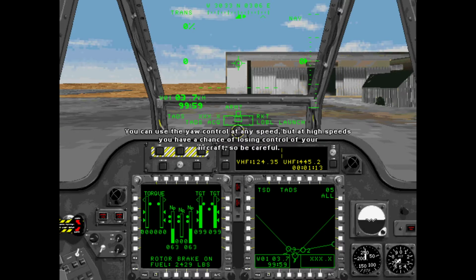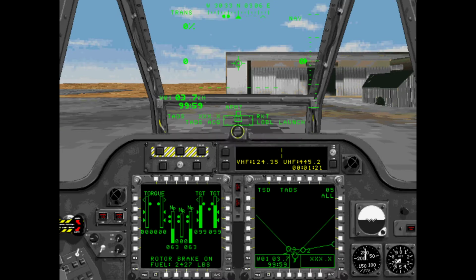You can use the yaw control at any speed, but at high speeds you have a chance of losing control of your aircraft, so be careful.